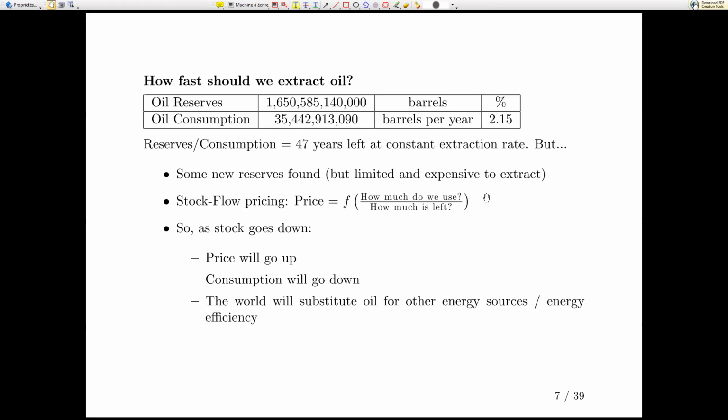So as the stock goes down, prices will go up. Consumption will then go down because we have less of it. And since the price is higher and the consumption is lower, what does that mean? Either we just use less energy. I doubt it. Could be, but more probably we're just going to move away from oil to other energy sources, or become more energy efficient. That's quite likely to happen.